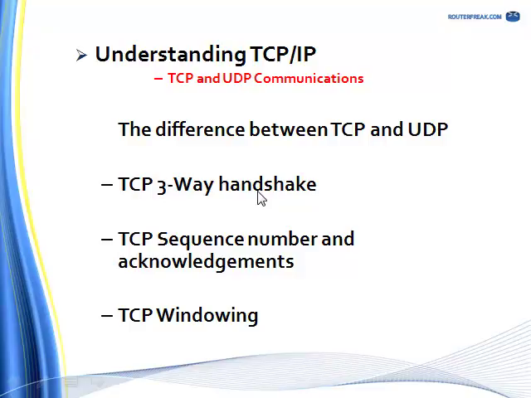We're going to be looking at TCP/IP and UDP communications and what the differences are between TCP and UDP. We're going to look at the TCP three-way handshake, make sure we get a good understanding of that. We're going to look at TCP sequence numbers and acknowledgments. And we're also going to go over TCP windowing. And what is TCP windowing?